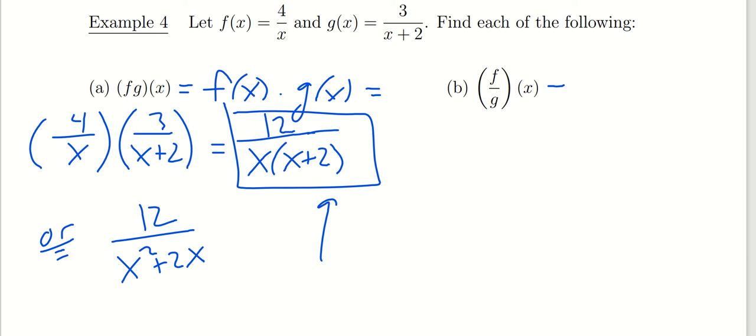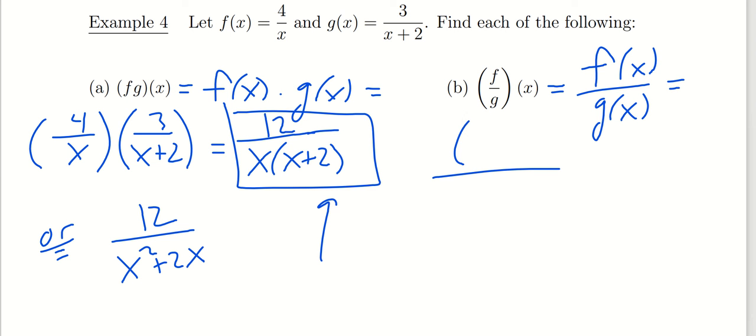For the next one, we want to find f divided by g of x. This is f of x divided by g of x. This is equal to, we're taking the function f, dividing it by the function g.